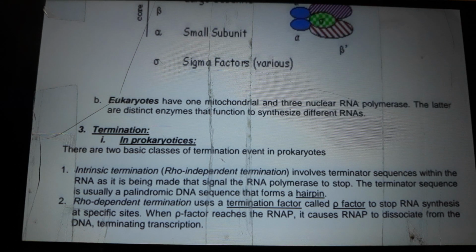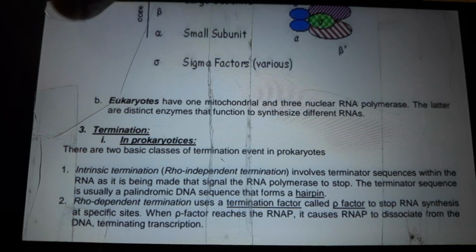Termination. In prokaryotes, there are 2 basic classes of termination events. Intrinsic termination, rho-independent termination, involves terminator sequences within the RNA as it is being made that signal the RNA polymerase to stop. The terminator sequence is usually a palindromic DNA sequence that forms a hairpin. Rho-dependent termination uses a termination factor called rho factor to stop RNA synthesis at specific sites. When rho factor reaches the RNAP, it causes RNAP to dissociate from the DNA, terminating transcription.